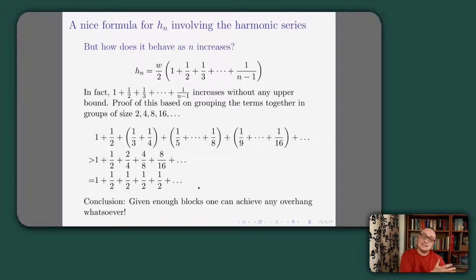So if I have as many blocks as I need, I can grow this factor here to any size that I wish. So in principle, we seem to be saying that we can get any overhang we desire whatsoever.